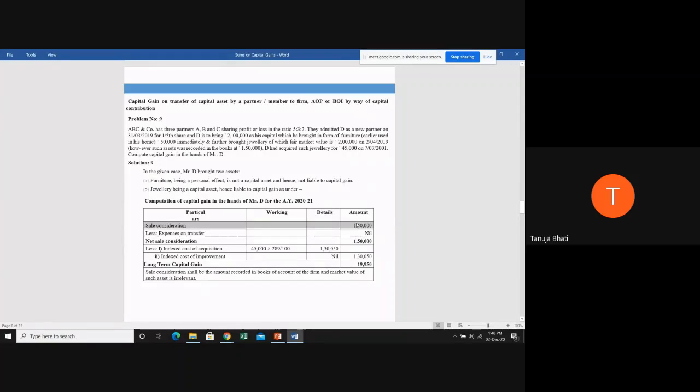Sales consideration. Tell me, students, what is the sales consideration that you are supposed to take? Is it the amount that you're recording in the books at the time for that particular jewelry, or is it the fair market value of the jewelry you are supposed to take? Amount recorded in the books. So amount recorded in the books is 1,50,000. So you have taken sale consideration as 1,50,000. Less expenses on transfer. There are no expenses on transfer, nil. So net sale consideration is 1,50,000.